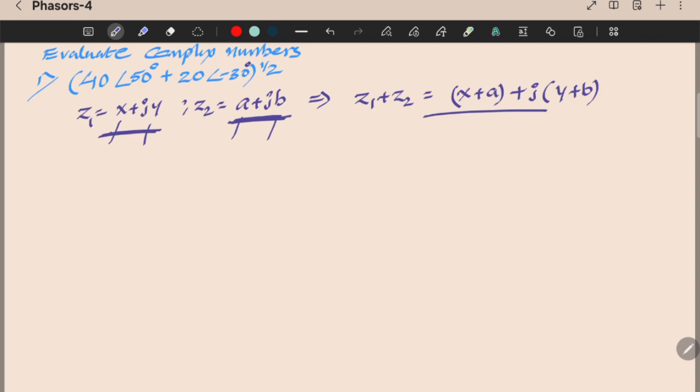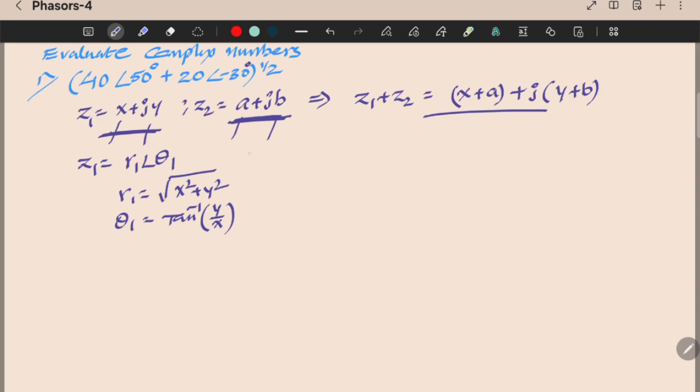But whenever you want to perform the division operation, or the multiplication operation, you need to go for the polar form. That means the same z1 we can represent in the polar form like r1 at an angle of theta 1. It is a polar representation. And how to get r1? r1 is equal to root of x square plus y square, and theta 1 is equal to tan inverse of y by x. This is the way of writing polar from the rectangular.